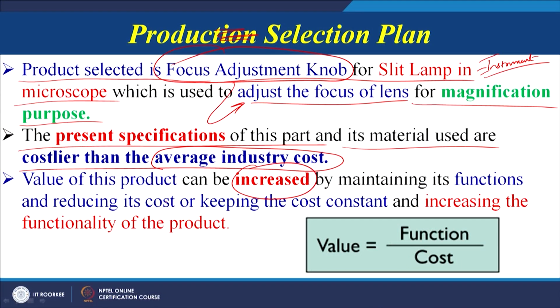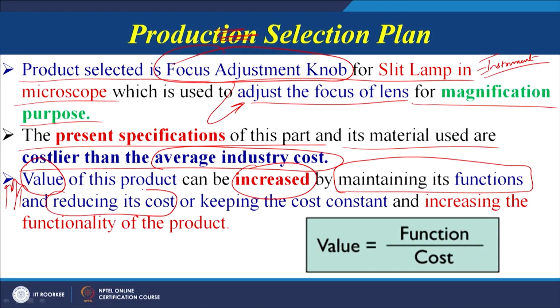So it is found out that there is an opportunity of increasing the value of this product by maintaining its function. That is very, very important. We cannot compromise on any function of the product when we are using value engineering. So maintaining its function and reducing its cost, or keeping the cost constant.